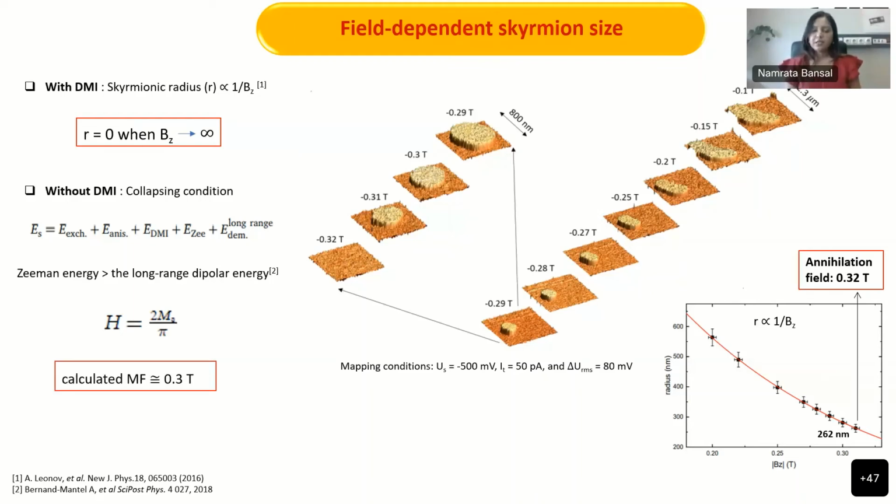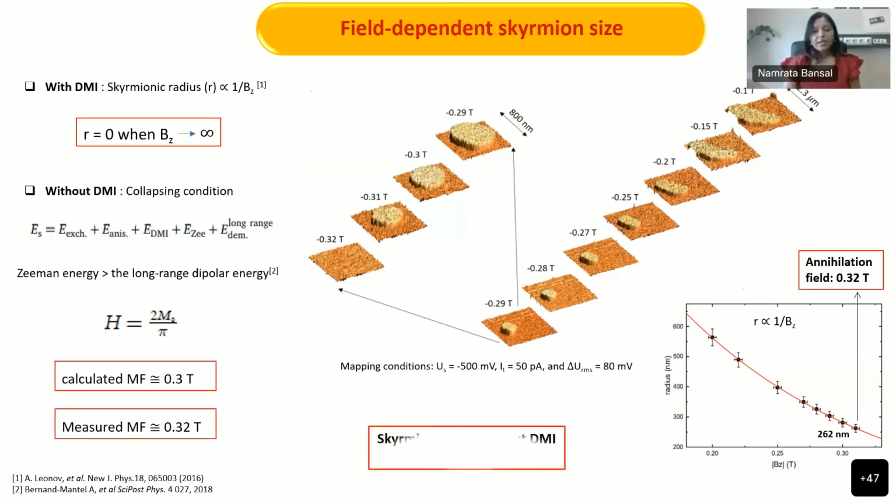So we have this relation through which we can calculate the critical value of magnetic field, which is around 0.3 Tesla. Interestingly, this value closely matches our experimental result, that is 0.32 Tesla. Hence, in this work, we have concluded that the skyrmions exist without DMI in bulk FGT.